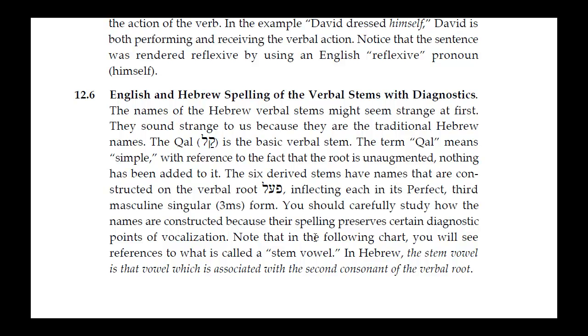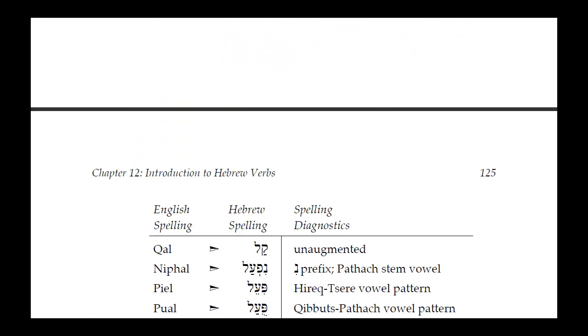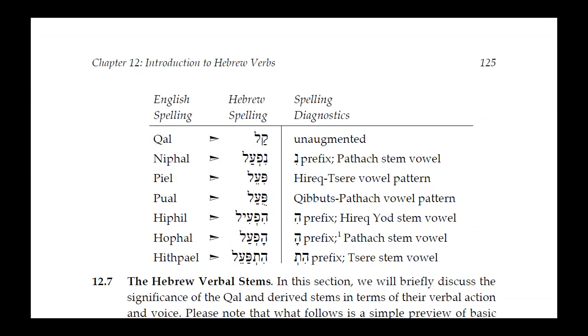Note that in the following chart, you'll see references to what is called a stem vowel. In Hebrew, the stem vowel is that vowel which is associated with the second consonant of the verbal root. Here we go. Okay, we have the Qal stem, which is unaugmented. This is the simple stem here.